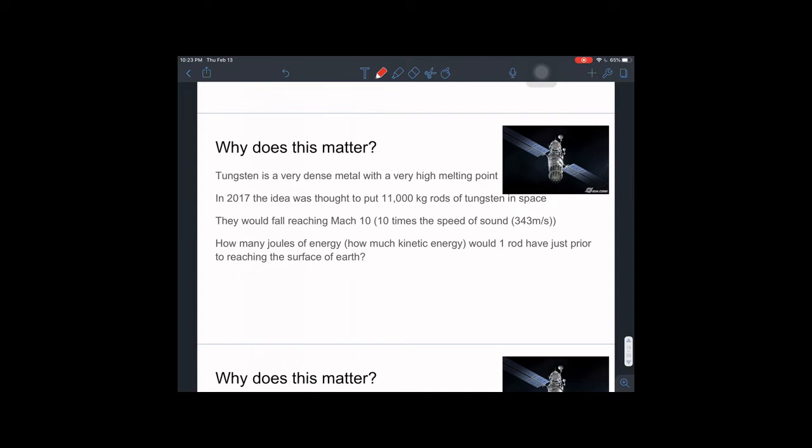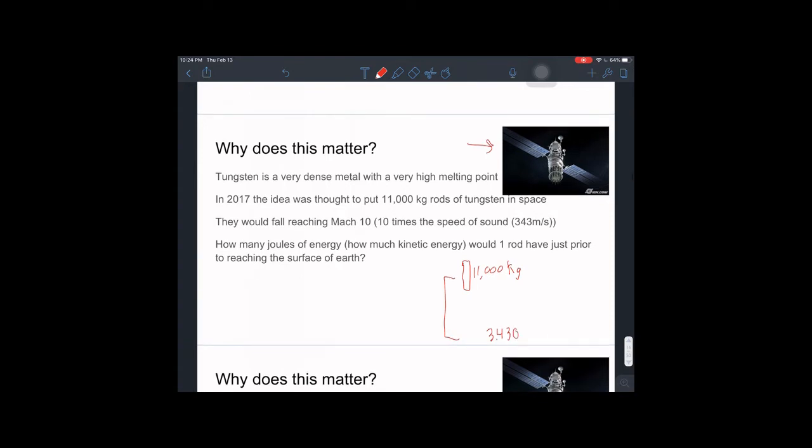So here's another example problem, just taking it to the next level. This was a weapon designed to be in space. It was a large tungsten rod of 11,000 kilograms, and it was placed at a certain height in space to where when it was going to hit the ground, it would be going 10 times the speed of sound. The speed of sound is 343 meters per second, so 10 times that would simply be 3430 meters per second.